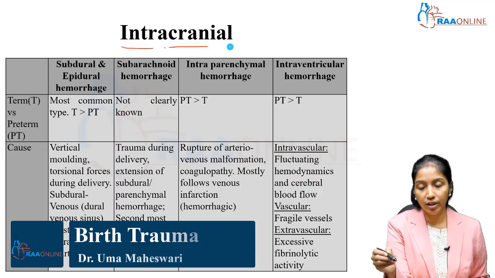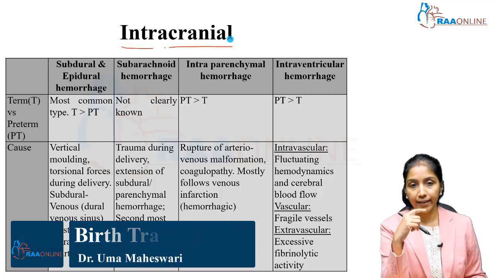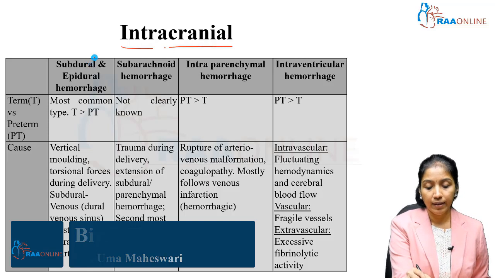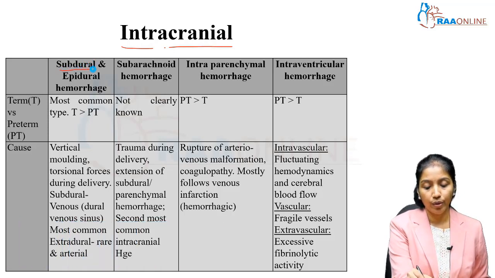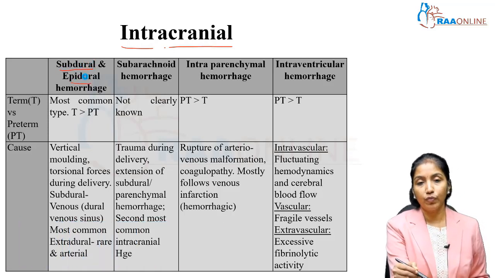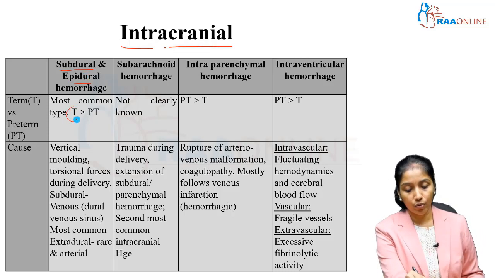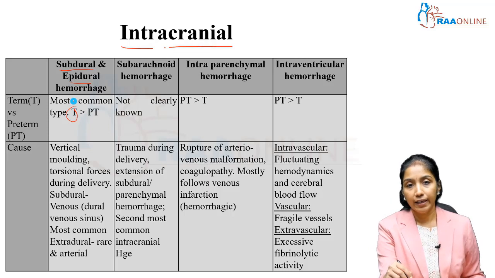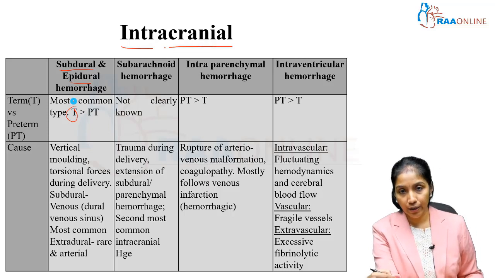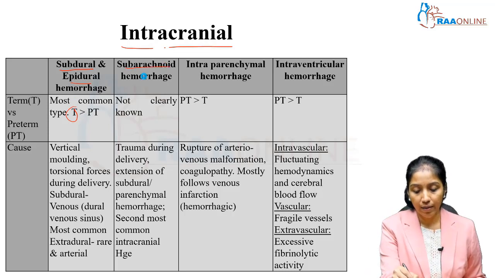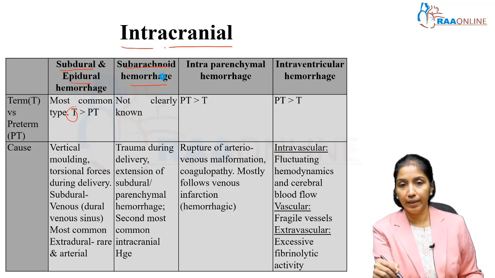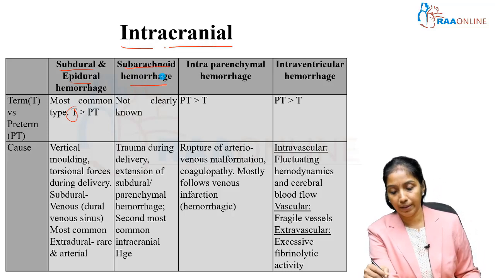Coming to the intracranial hemorrhage. The intracranial hemorrhage can happen either beneath the dura or above the dura, which we call a subdural and epidural hemorrhage, and it is more common in term babies. It can happen beneath the arachnoid layer. We call it a subarachnoid hemorrhage. It can happen both in term and preterm.